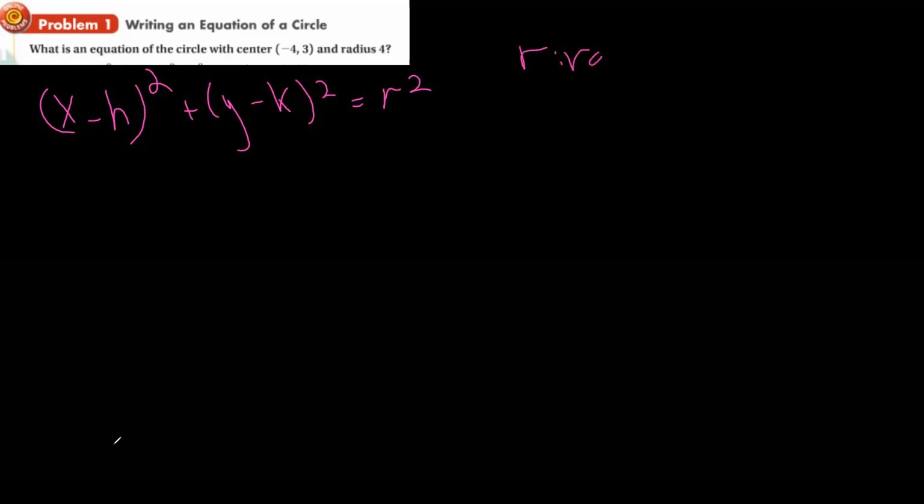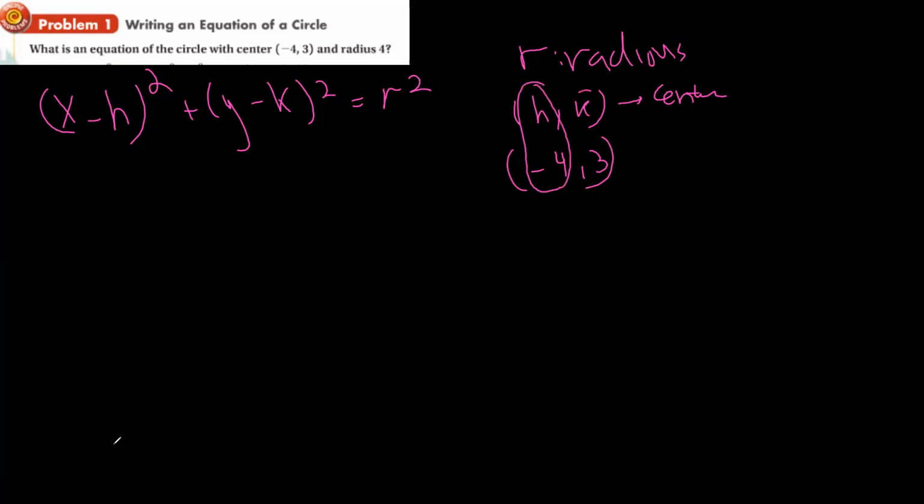equation of the circle is (x - h) squared plus (y - k) squared equals r squared. r is the radius. (h, k) is the coordinate of the center. So if here you have -4, 3, so h is -4 and k is 3.